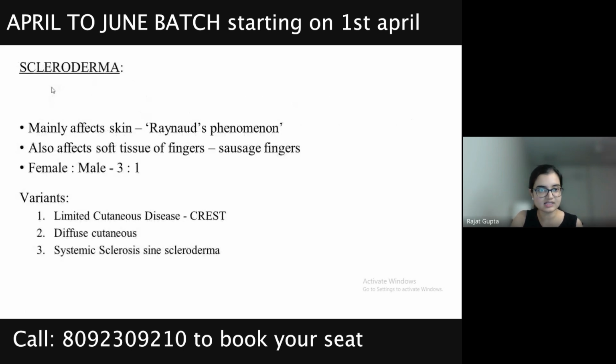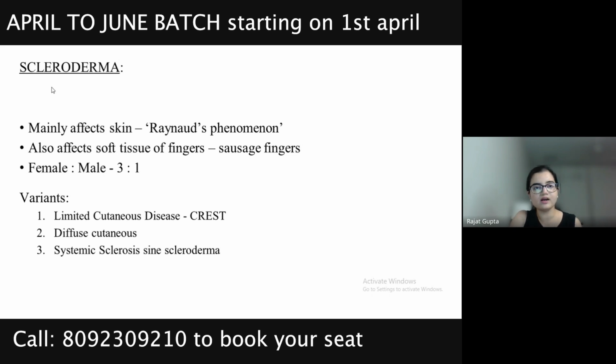So that's SLE. The next one we're going to talk about is scleroderma. Now with scleroderma, it mainly affects the skin. One change we're going to see is Raynaud's phenomenon. We'll talk about Raynaud's phenomenon a bit further in the slides. So skin, Raynaud's phenomenon, and the other soft tissues it can involve are the fingers. It can cause sausage-like fingers. Again, with scleroderma, it's more common in females.